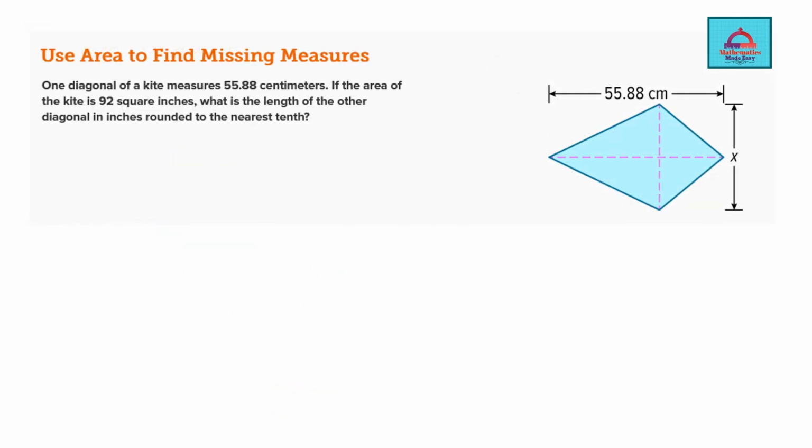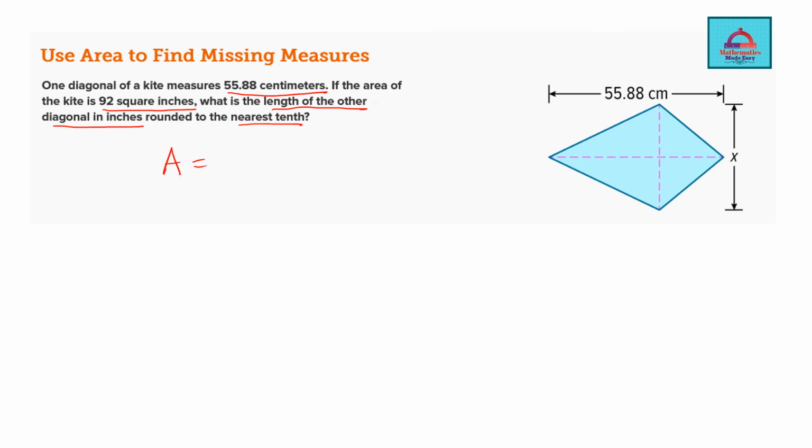Let's solve another important question. Here you have to look at the units also, because you see that one diagonal is given to you in centimeters. The area is given to you in square inches. So you need to find the length of the other diagonal in inches rounded to the nearest tenth. So unit conversion has to be done.